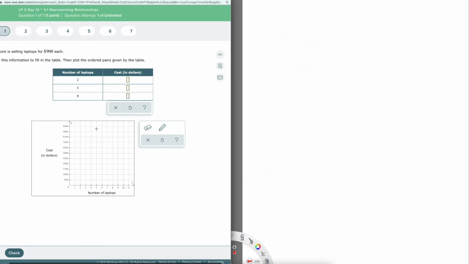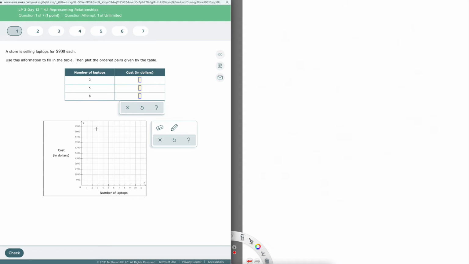So instead of containers that weigh a certain amount, we have a store selling laptops for $900 each. I still have that word each, so I know I'm going to be multiplying. Use the information to fill in the table and plot the ordered pairs given by the table.